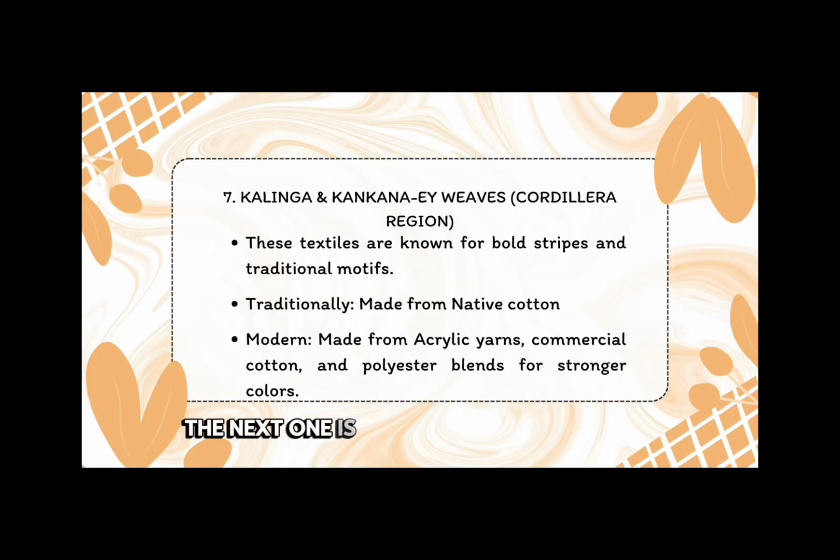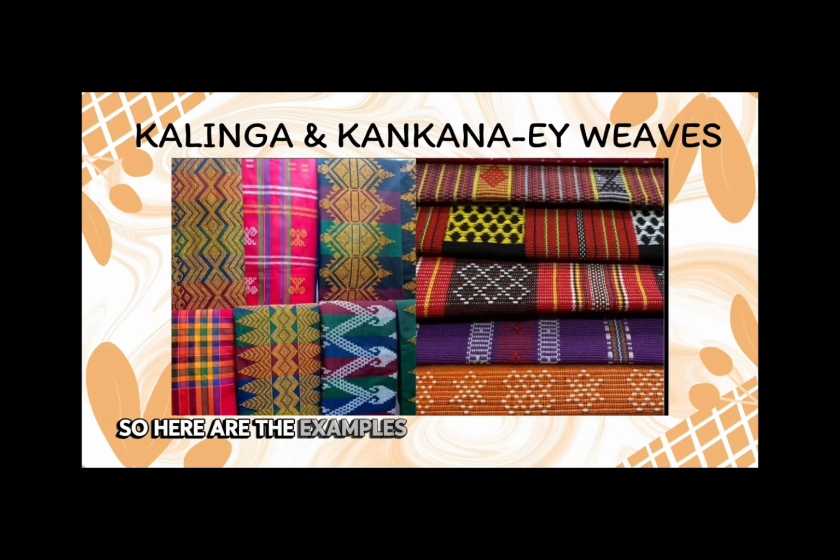The next one is the Kalinga and Gaddang weaves from the Cordillera region. These textiles are known for bold stripes and traditional motifs. Traditionally, it is made from native cotton. In modern versions, it is made from acrylic yarns, commercial cotton, and polyester blends for stronger colors. Modern products include streetwear like hoodies and jackets, hats and accessories, and sneakers. So here are the examples of Kalinga and Gaddang weaves.